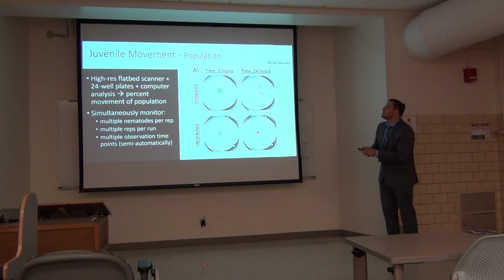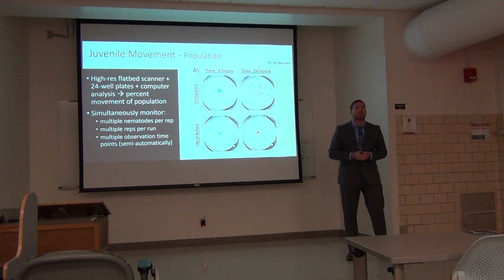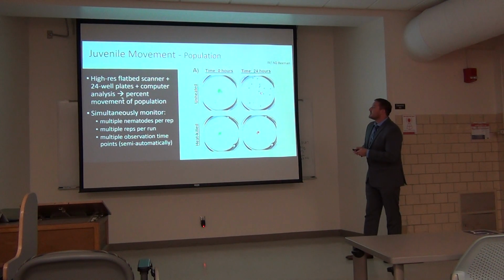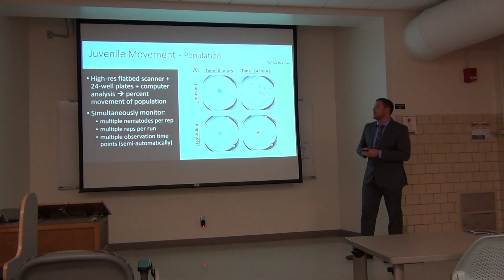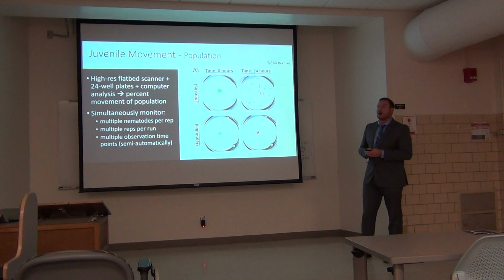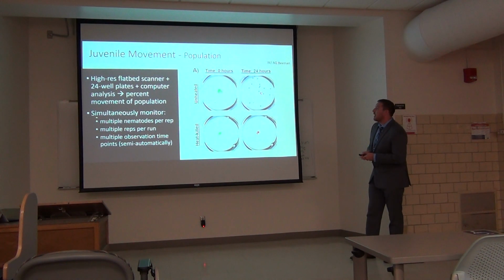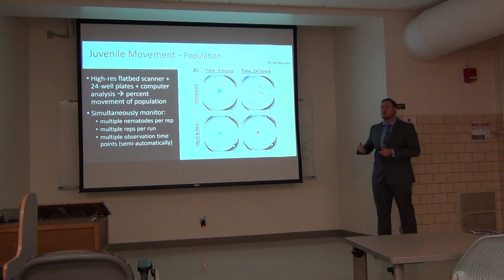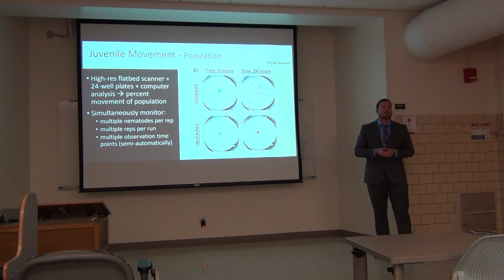So the first is looking at juvenile movement of the population. This employs a high-res flatbed scanner using 24 well plates filled with a pluronic gel, which is just a very clear media. And using computer analysis, we can output percent movement of a population. This is done with help from Augie Beeman, who I graduated with last spring. With this method, we can simultaneously monitor multiple nematodes per replication, multiple replications per experimental run, and multiple time points throughout the course of a day, all in a semi-automatic manner.